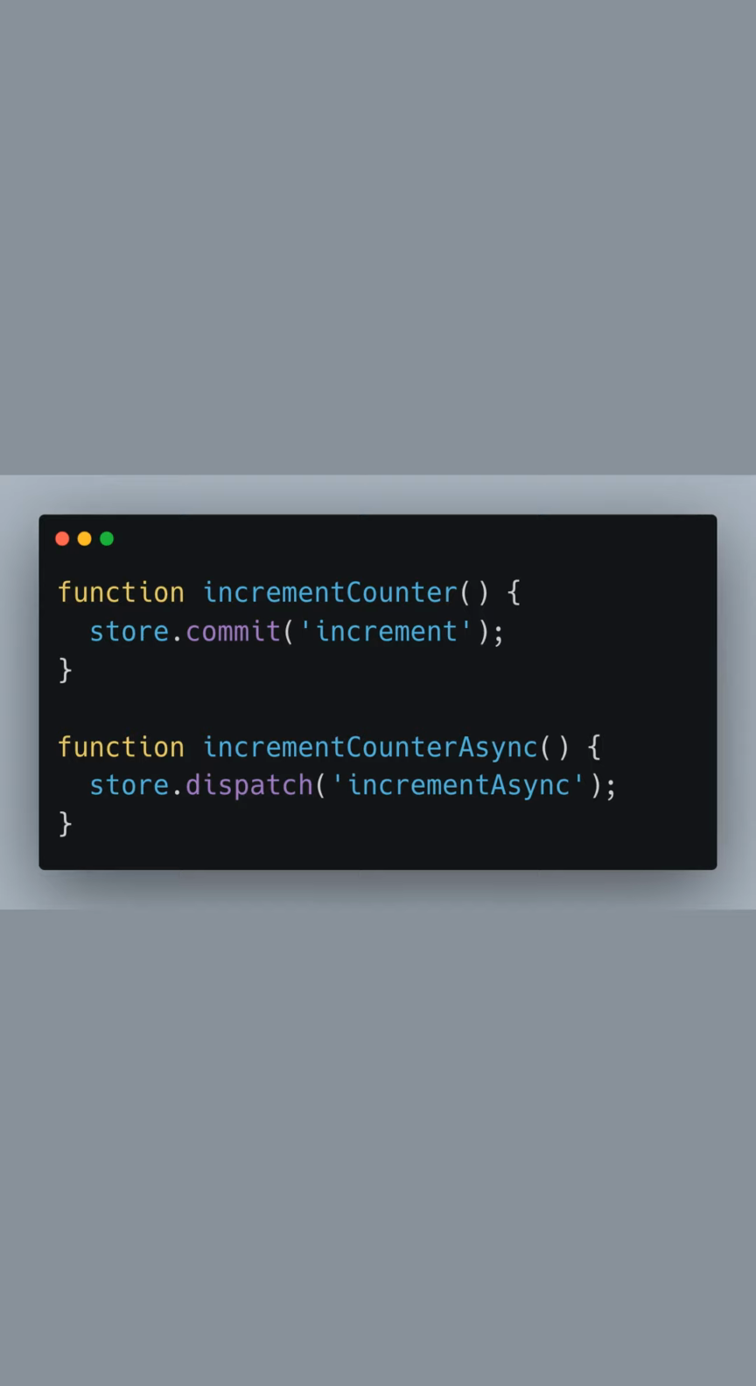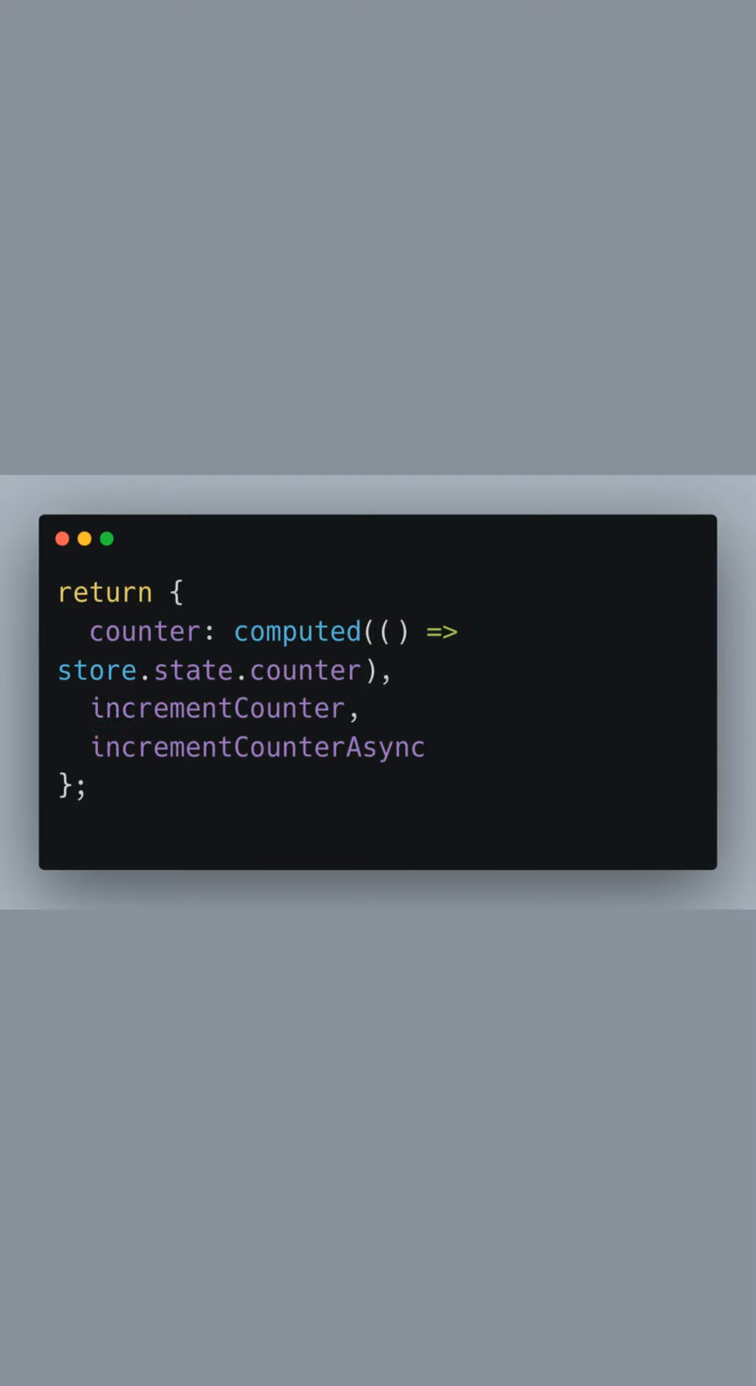We declare two methods within our setup function, incrementCounter and incrementCounterAsync. The first method commits the increment mutation directly, while the second dispatches the incrementAsync action, showcasing both immediate and delayed state updates. Lastly, we return an object from the setup function.